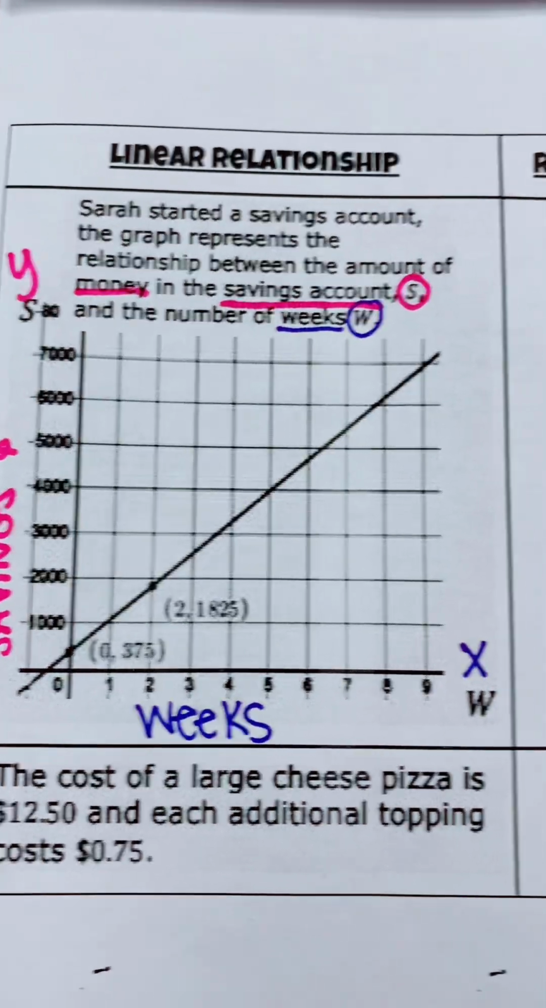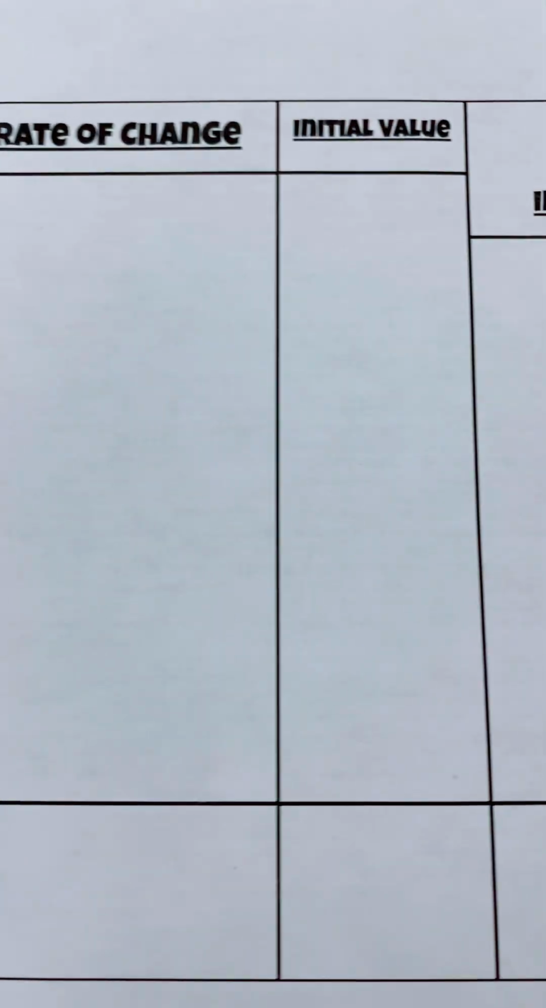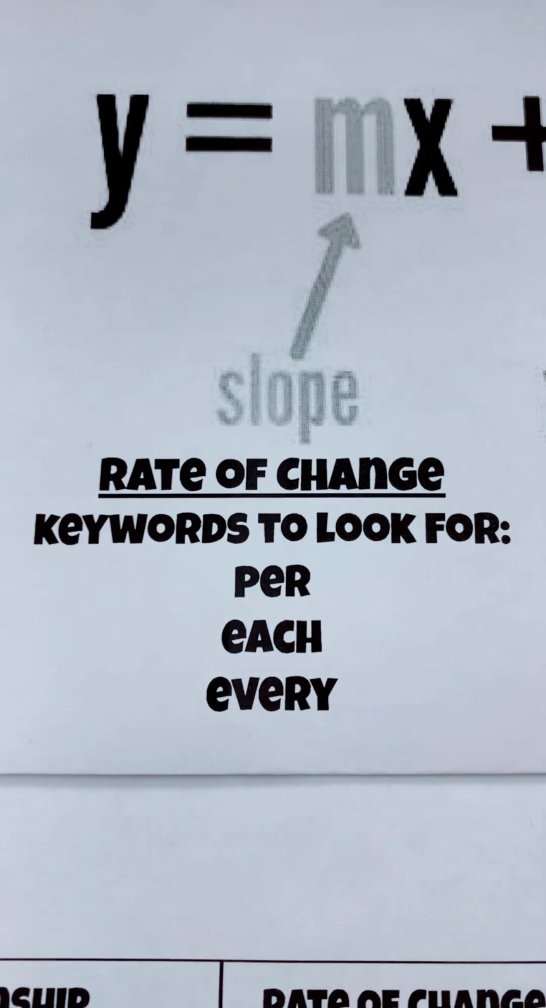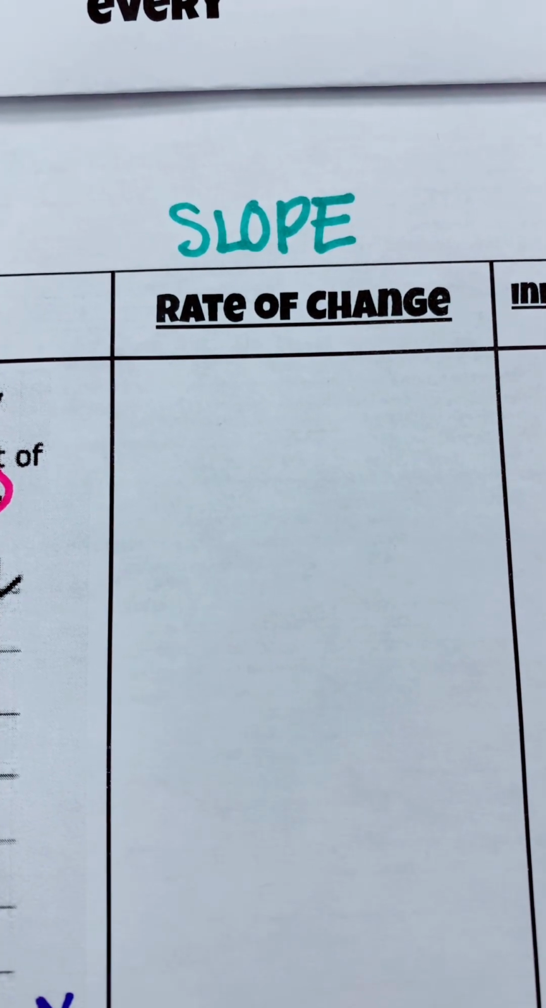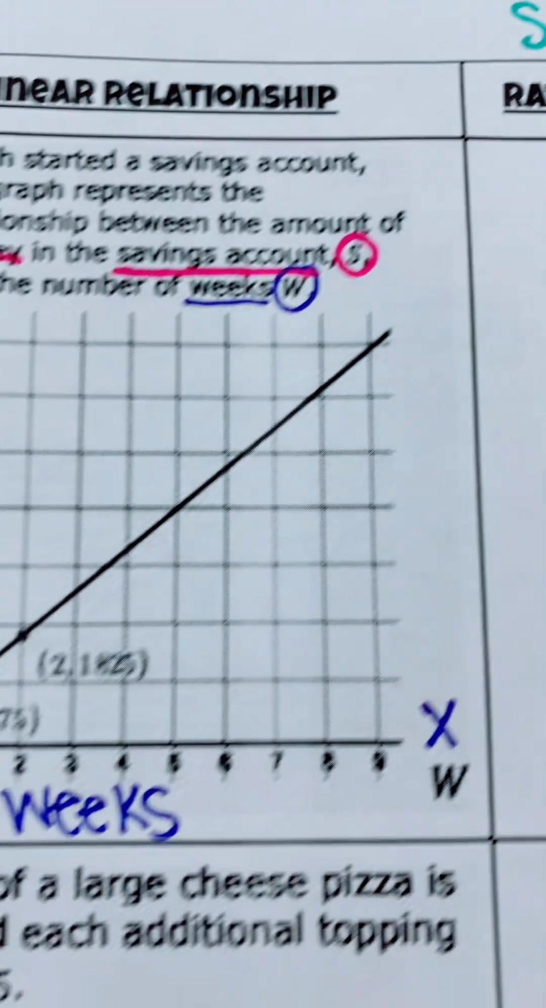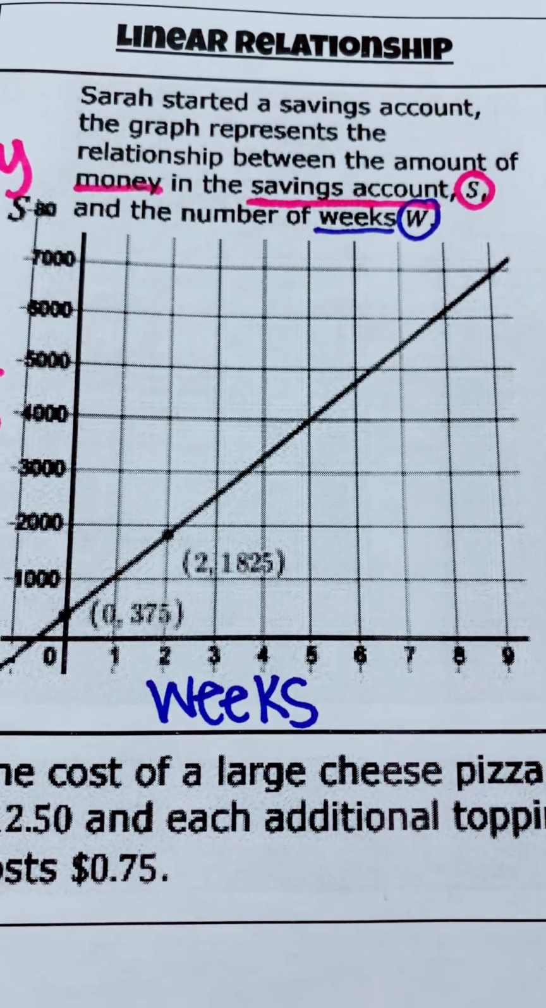Using this information, we need to find the rate of change, the initial value, and then interpret it and write an equation that goes with this situation. Well, looking back up here, our slope is our rate of change. So since we have to find slope, I need two ordered pairs. They're listed for us here.